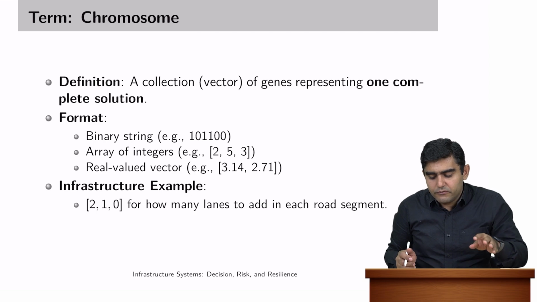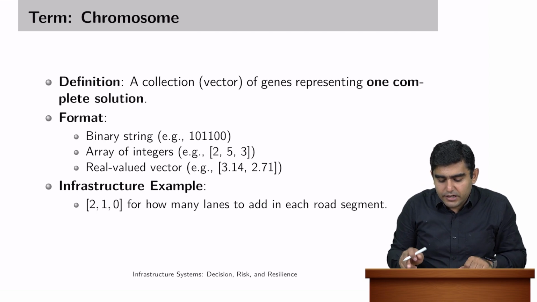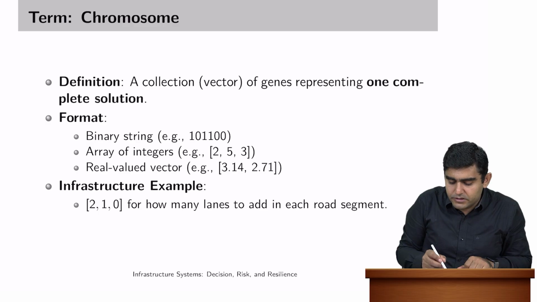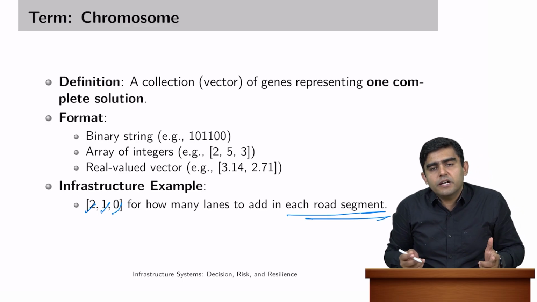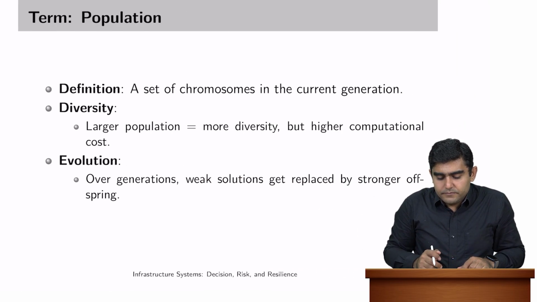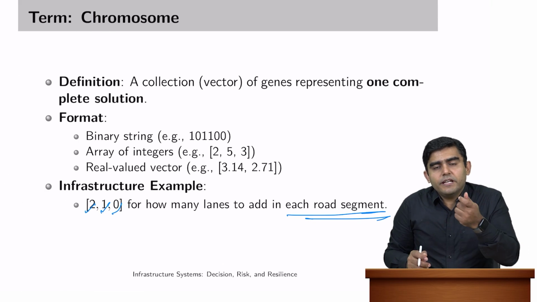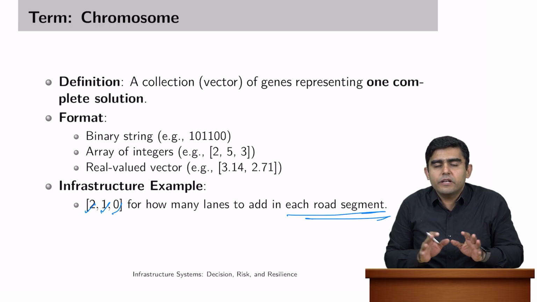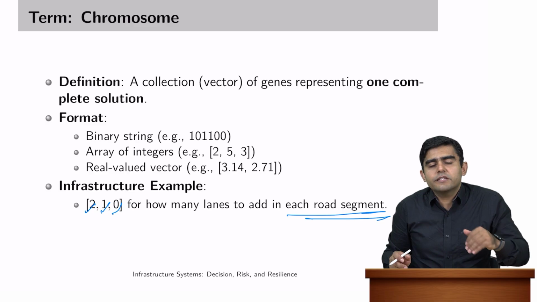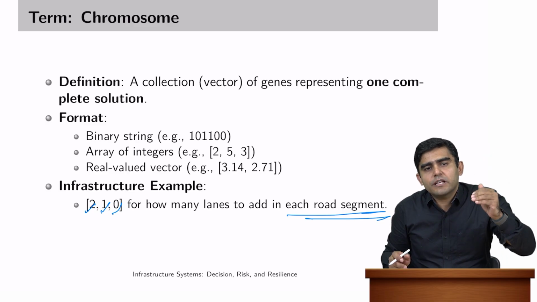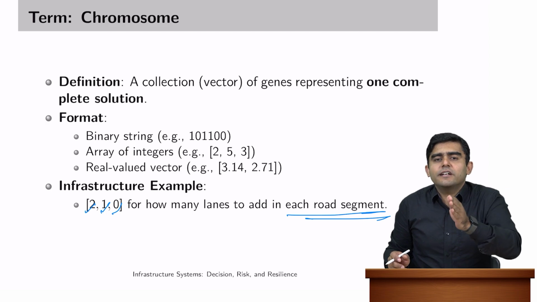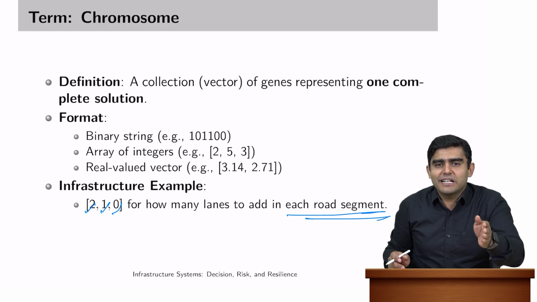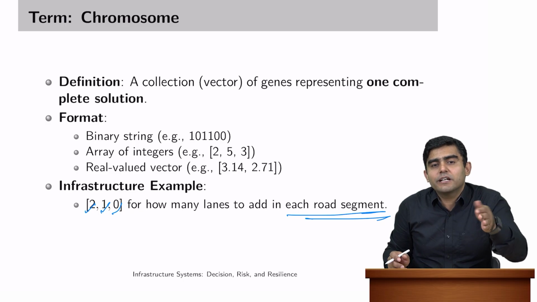So this really depends on what kind of infrastructure problem we are trying to solve. For example, in case of infrastructure, it could be the number of lanes, 2, 1, 0, to add in each road segment. That is also a possibility. Sometimes you can also define a constraint on a particular chromosomal material. For example, you may say that even if I am making 3 roads, the total number of lanes cannot exceed 6. So only those elements of the population, or only those chromosomes, would be considered valid whose genetic material summation is less than or equal to 6. It could be exactly equal to 6. You can also make it greater than or equal to 6.